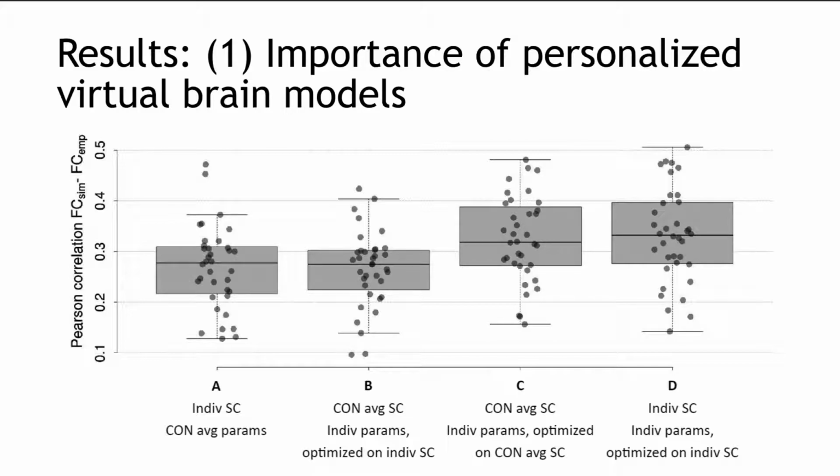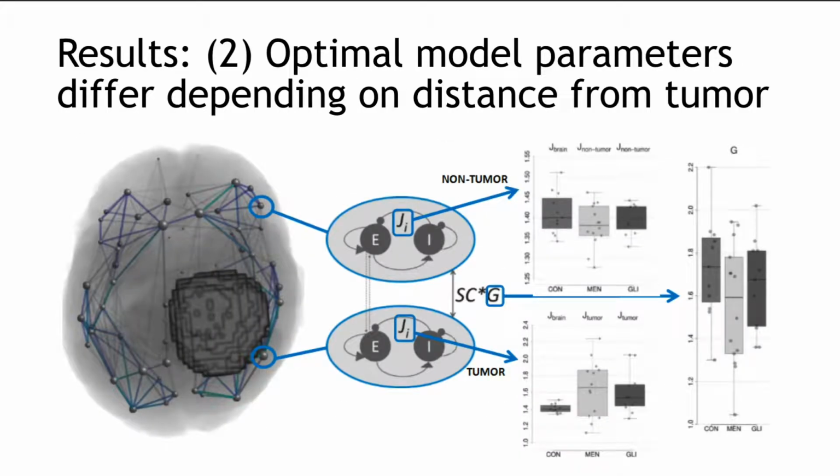Secondly, our results have shown that model parameters differ significantly between healthy controls, left box plot, and brain tumor patients, middle and right box plot. In particular, the amount of inhibition was higher in regions distant from a tumor, relative to healthy brains, whereas it was much lower in regions closer to the tumor. No significant group differences were obtained for the global coupling value.